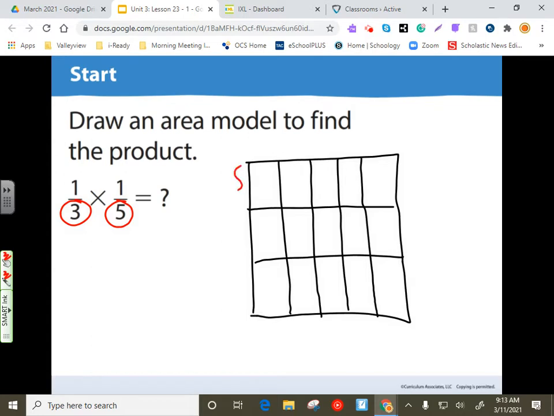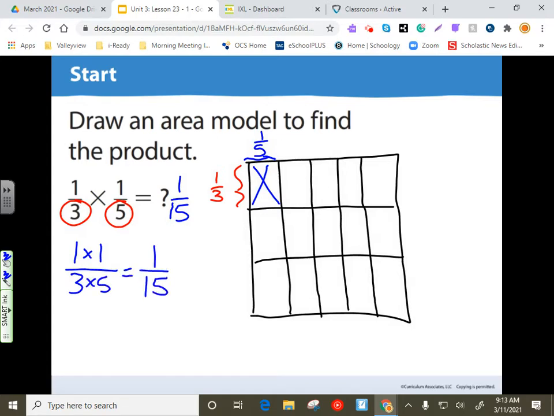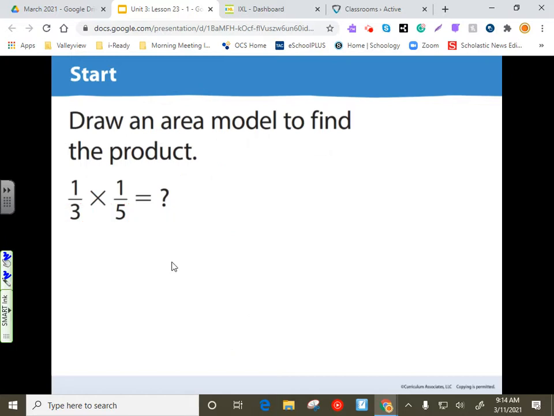So this will represent my 1/3. I'll use blue to represent my 1/5. And where they cross over is right here. So since there's 15 equal sections here, we know this is one of those 15. So that should be 1/15. Let's check our math. It's 1 times 1 up top, times 3 times 5. And it gives us 1/15. So that does check out as the right answer. So again, area models are useful for that. We're also going to use them for division with this lesson.